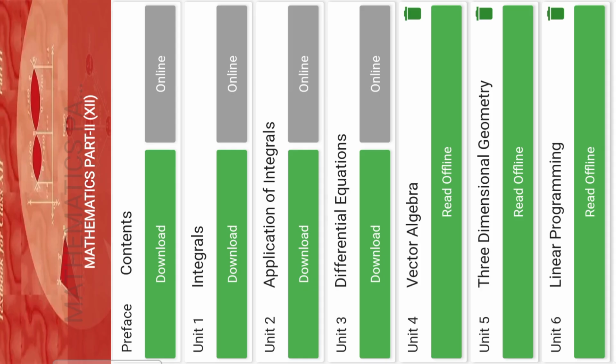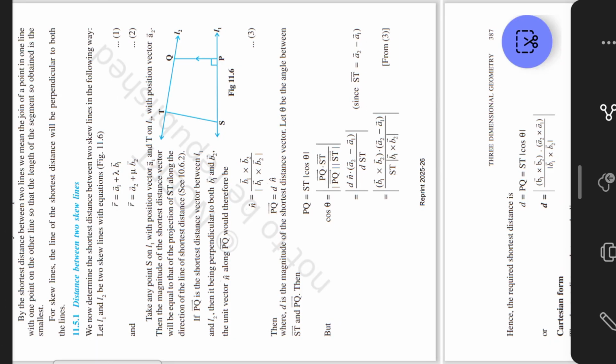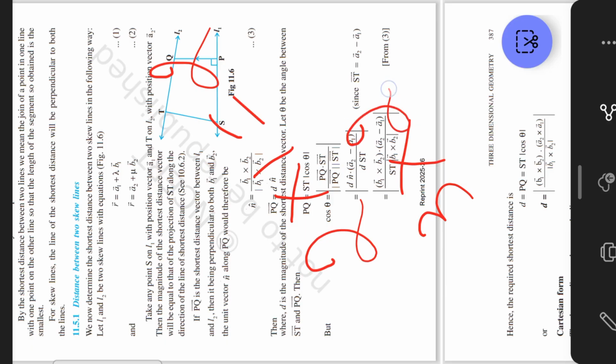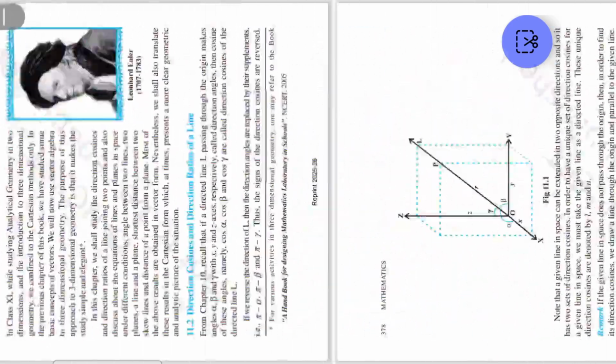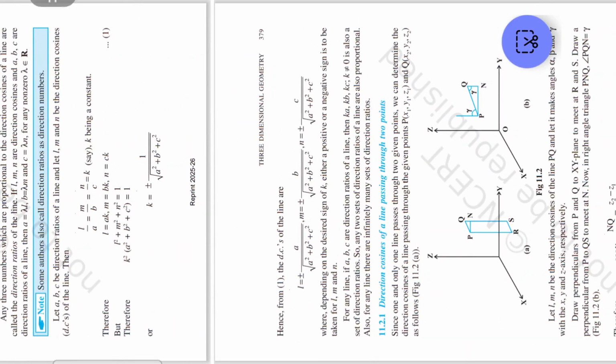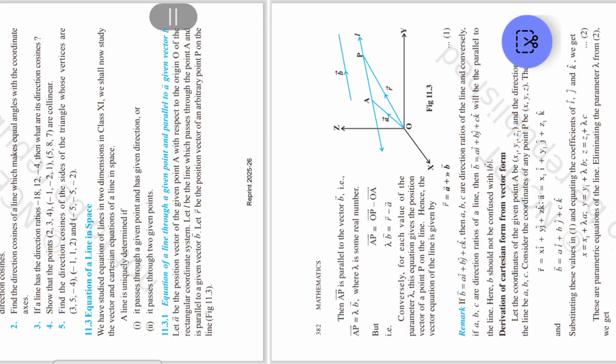So next chapter, three-dimensional geometry. In this chapter, the 2 marks question is 1 and the 3 marks questions are 2, so 3 times 2 is 6, total 8 marks. In this chapter, one theorem is important. This theorem is important for 3 marks, only for the Cartesian form.